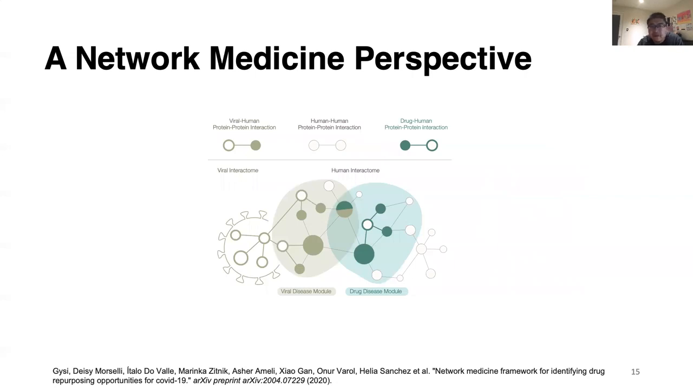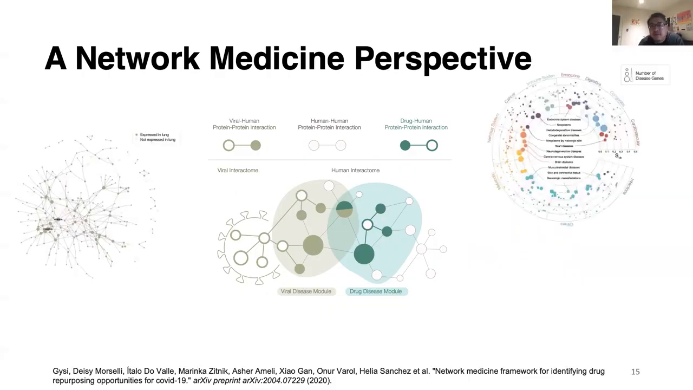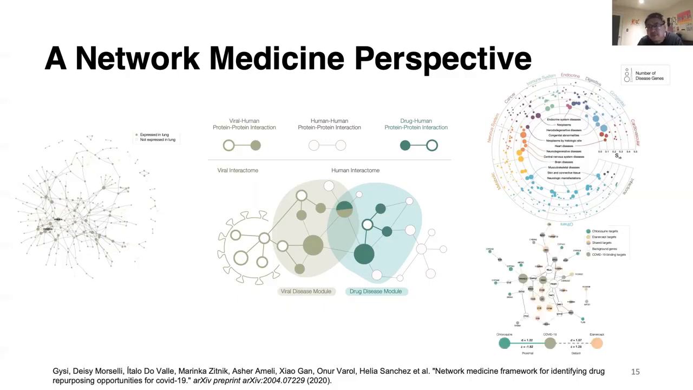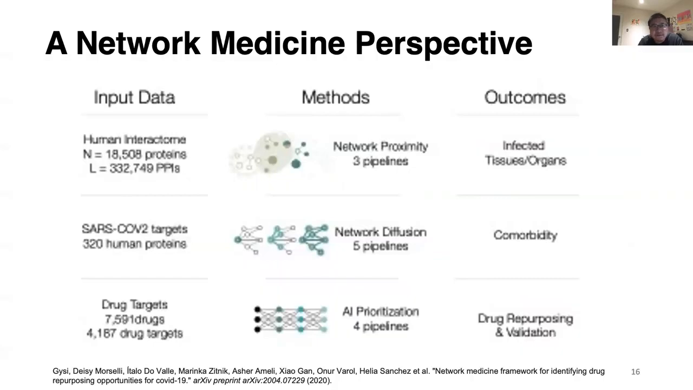In this framework, they model the heterogeneous entities that can potentially be involved in the drug repurposing pipeline from a network medicine perspective, where they have the virus-human protein interaction, which captures the human proteins to which the viral protein can bind, and the human protein-protein interaction network, which defines the human interactome of about 18,000 proteins linked by 332,000 pairwise physical interactions, and the drug-human protein interactions, which capture the human protein targets of each drug in the DrugBank database. So this is their input, their pipeline.